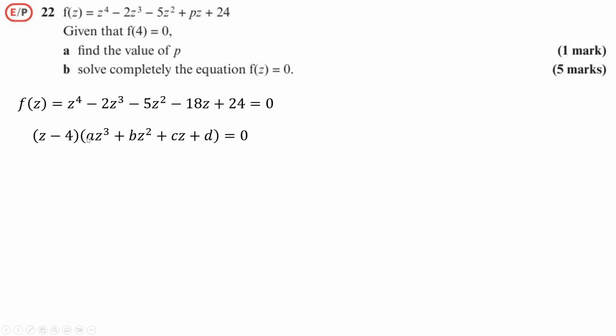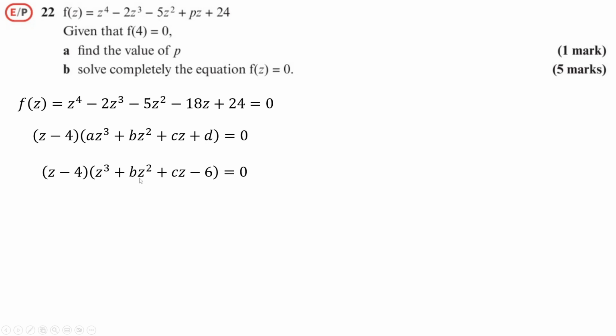Just by inspection, the only way to get a 1z to the power of 4 is to do z multiplied by az cubed. So az to the power of 4 equals z to the power of 4. Because you're equating coefficients of z to the power of 4, this a must be equal to 1. And the only way to get a plus 24 is to do minus 4 multiplied by d. Therefore, d must be minus 6, because minus 4 multiplied by minus 6 equals 24. So that's the case there.